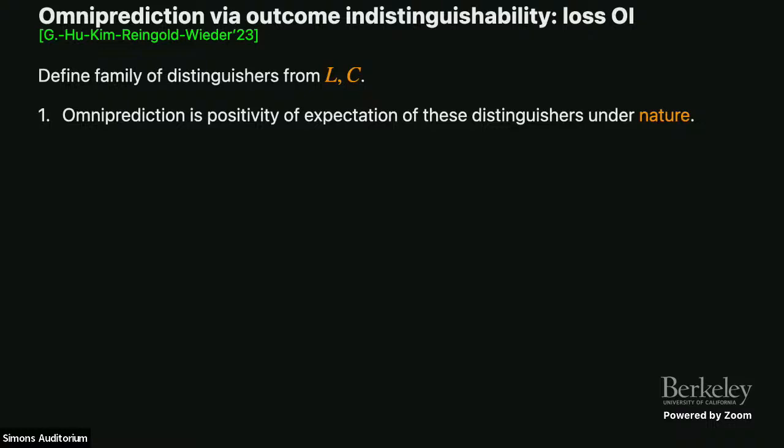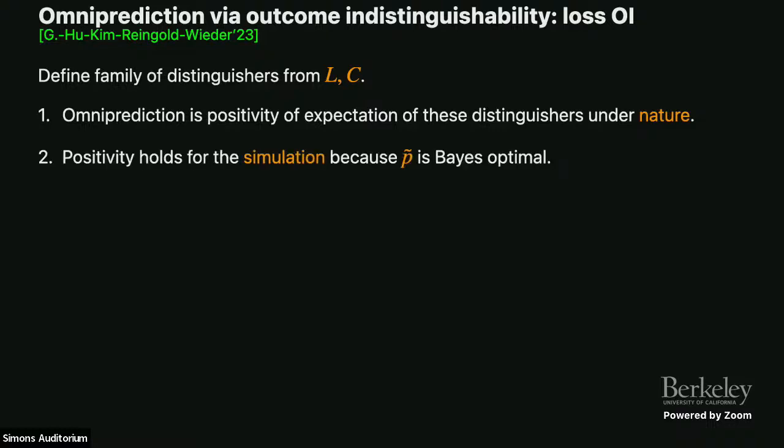Omniprediction is basically saying that the expectation of these distinguishers is positive, or at least non-negative, under nature's distribution. Omniprediction is purely a statement about nature's distribution. It doesn't care about the simulation. The proof that we just saw didn't make any mention of the simulation. But this positivity condition, it's very easy to prove in the simulation. It's easy to prove for the simple reason that we know the Bayes optimal predictor in the simulated world. It is the predictor P tilde.